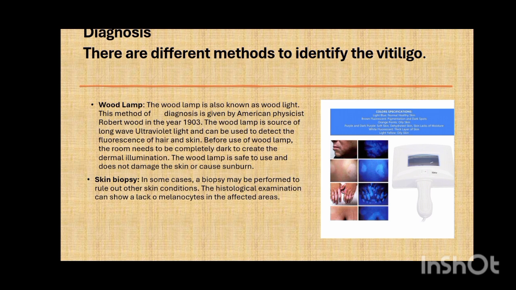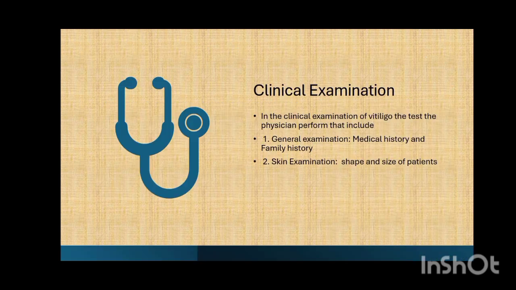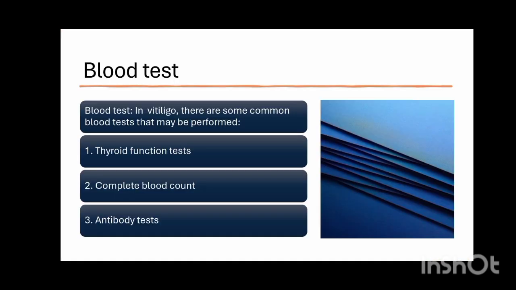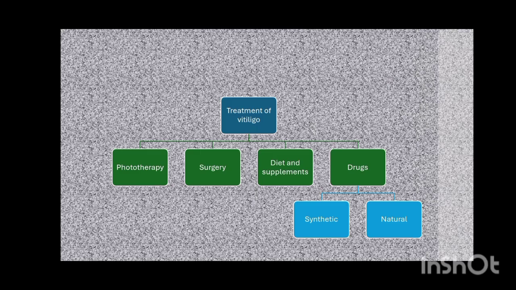The other method is skin biopsy. Clinical examination. In this, a general examination and skin examination are performed. Blood test. The thyroid function test, CBC test, and antibody test are performed. Treatment of vitiligo. Phototherapy, surgery, diet and supplements, and drugs. There are two types of drugs: synthetic drugs and natural drugs.